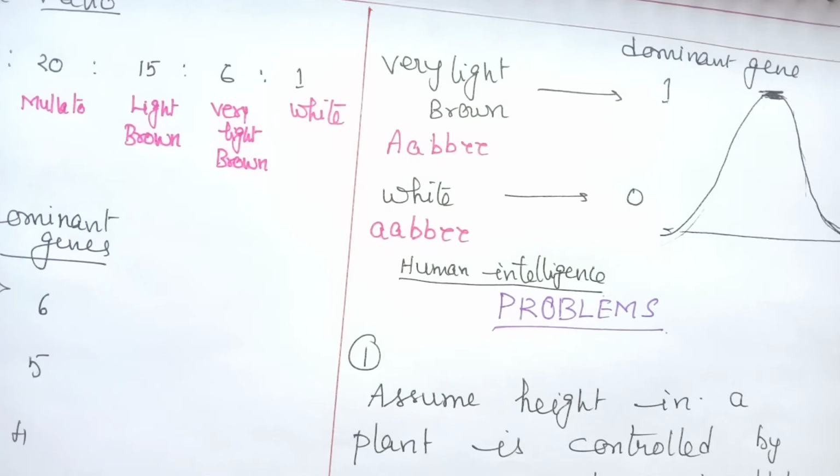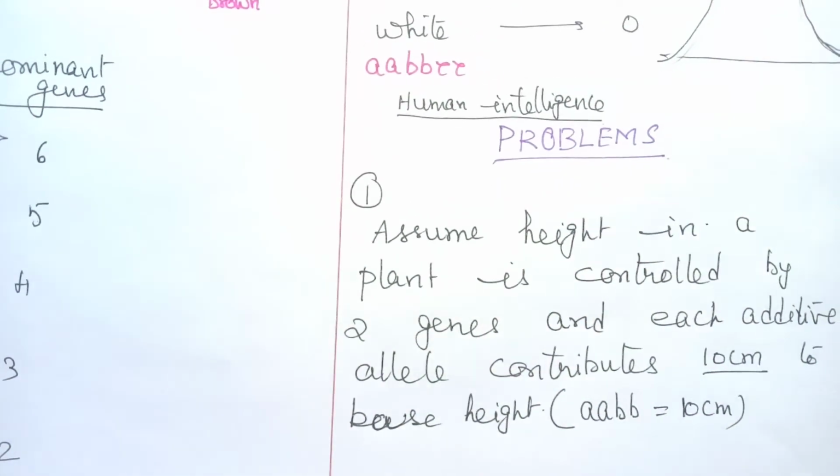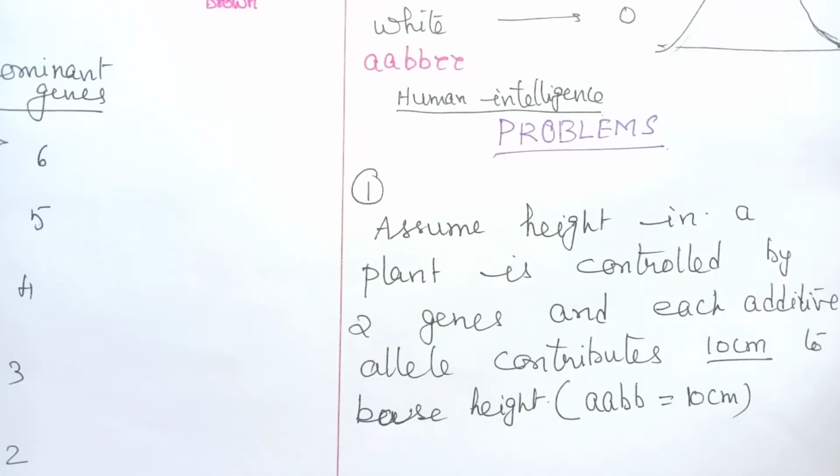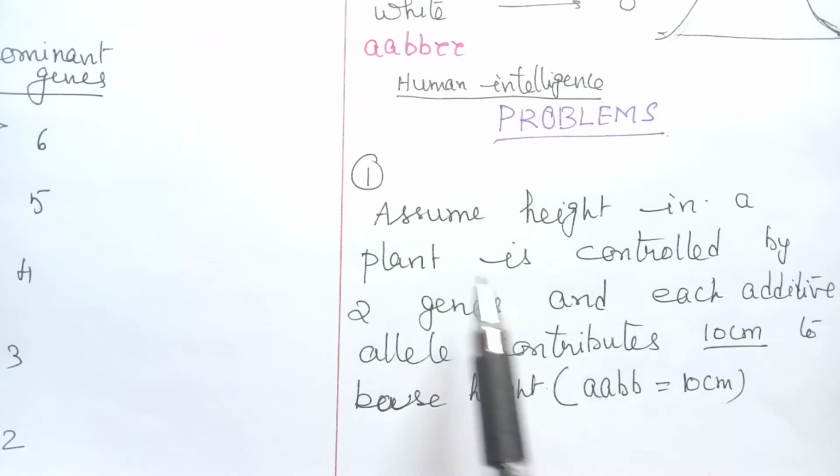So now let us try to understand some problems related to polygenic inheritance from the examination point of view, objective exam. So first I'll read out the question and then we will see.